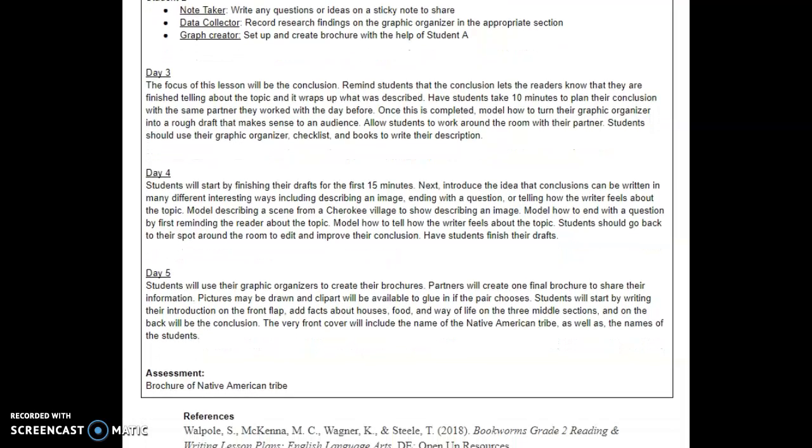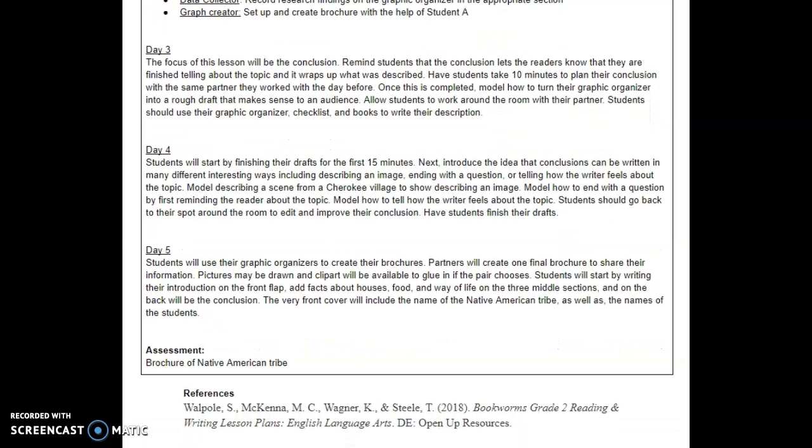For day 3, the focus of the lesson will be the conclusion. Students need to be reminded that the conclusion lets the reader know that they are finished telling about the topic, and it wraps up what was described. Students are going to take about 10 minutes to plan their conclusion with the same partner that they worked with the day before. This is going to be their partner for the remainder of this lesson.